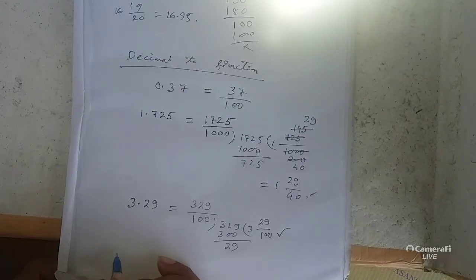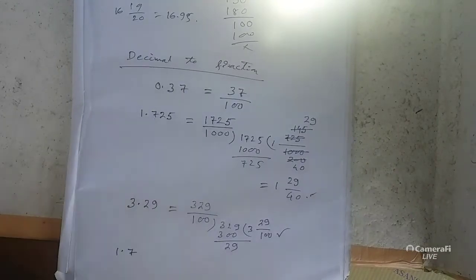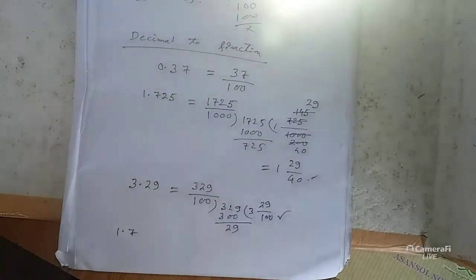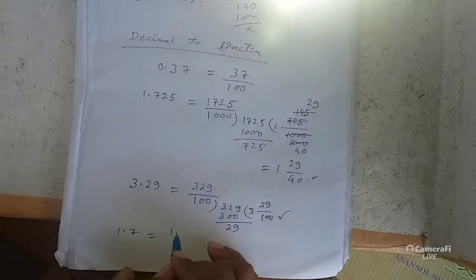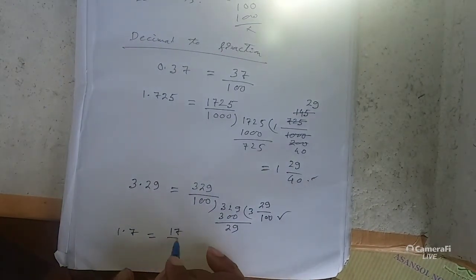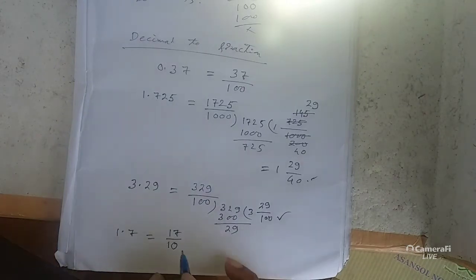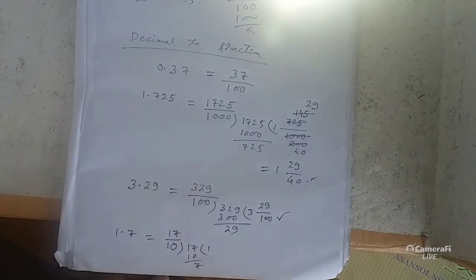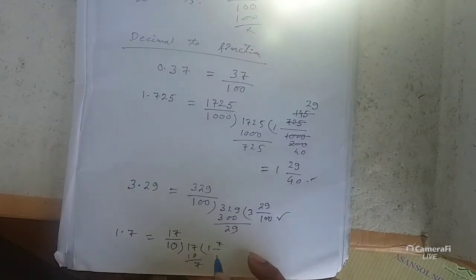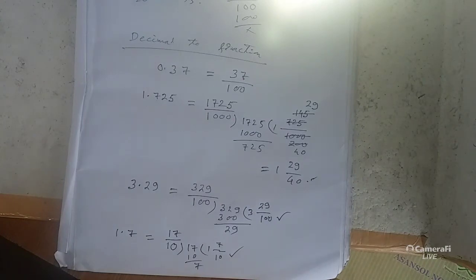Now suppose the number is 1.7. For this number we will write the numerator 17 and take the denominator 1 and then 0, because after the decimal there is only one digit, so 10. Now we can convert it into a mixed fraction. 10 ones are 10, 7 is the remainder, so 1 whole 7 by 10. This becomes the answer in fraction. So in this way we can convert decimal numbers to fractions.